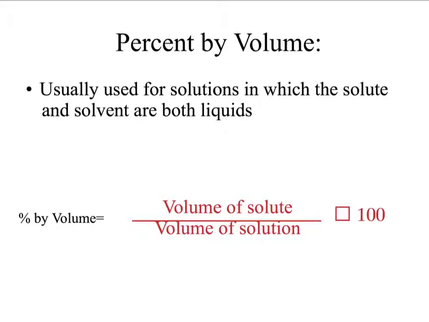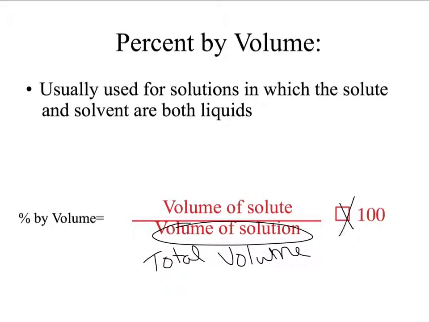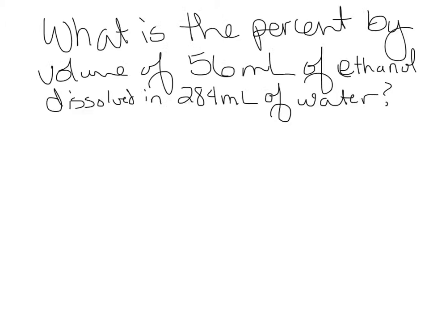So percent by volume equals the volume of the solute over the total volume, times 100. I didn't have an example prepared for this, so I'm going to write one down. Okay, so here I wrote a problem down. What is the percent by volume of 56 milliliters of ethanol dissolved in 284 milliliters of water? So we're going to do the percent by volume of ethanol, I should have told you.